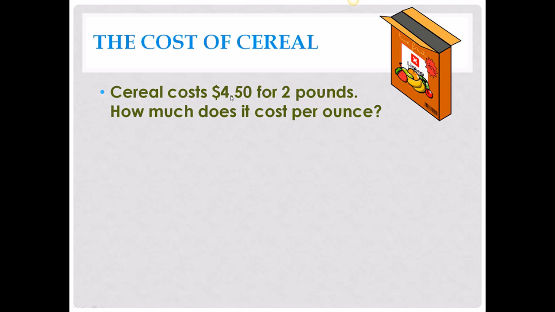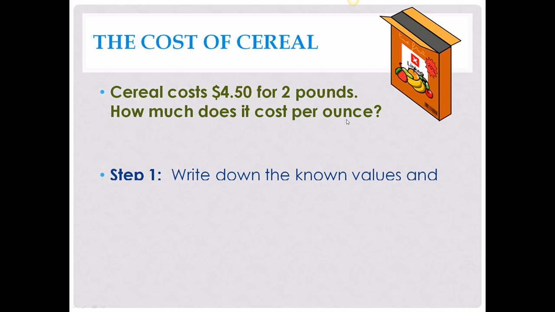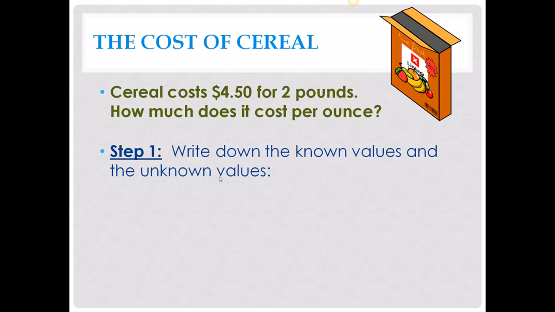Cereal costs $4.50 for 2 pounds. How much does it cost per ounce? So step 1, write down what you know and what you don't know. So, well, I know it's $4.50 for 2 pounds. What I'd like to know is how much it costs per ounce. So notice right here my dollars stay in the numerator, so I don't need any conversion for dollars. We're not converting to a different form of denomination. But what I need is pounds and ounces.